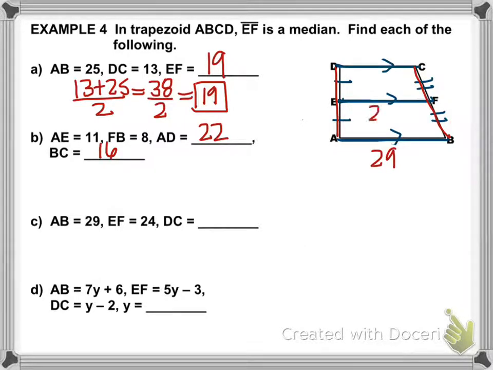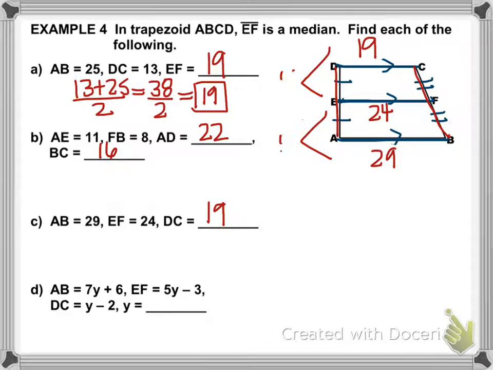EF is 24. And DC equals what? So this is where we can do the difference thing, right? Remember how we did this with midpoint? 29 is 5 from 24. So if I go 5 on the other side of 24, I'm going to get to 19. 24 is right in the middle of 19 and 25. See how easy that is?